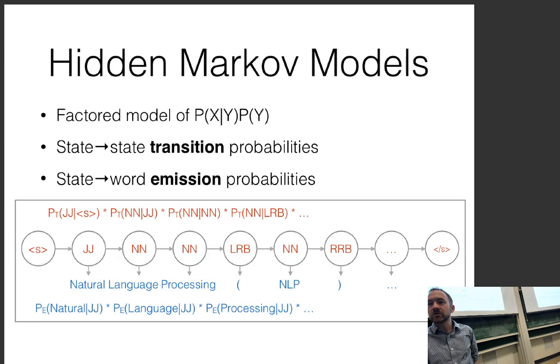So if we wanted to train this in a supervised fashion, it's actually really simple to train the model. So we have the transition probabilities here, where we have the beginning of sentence followed by an adjective followed by a noun followed by a noun. Actually, sorry, this is reversed. A left parenthesis followed by a noun, etc. And then we also have the emission probabilities, which is the output of natural given adjective, the output of language given noun, etc.